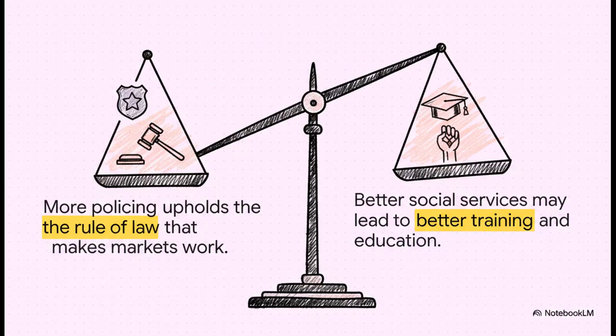I mean, think about it. On one side, more policing helps maintain law and order, which is pretty essential for things to run smoothly. But on the other side, better social services can create a healthier, more educated, and more productive population. Both sound great, right? The problem is, with a fixed budget, putting more money into one means you have to take it away from the other. This is the classic economic problem we call scarcity.